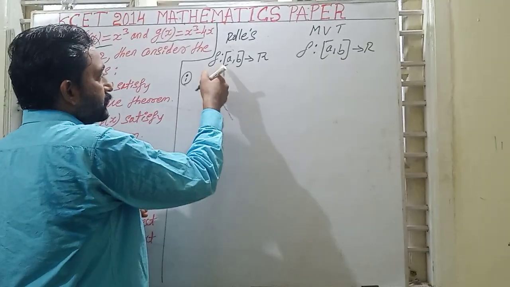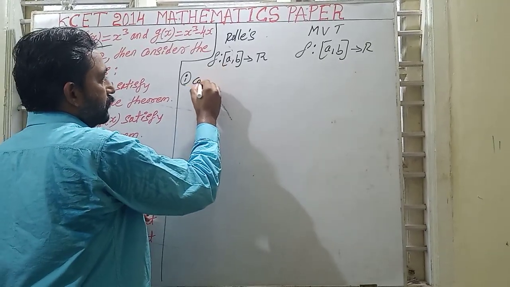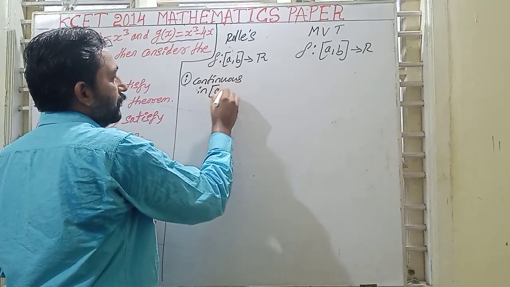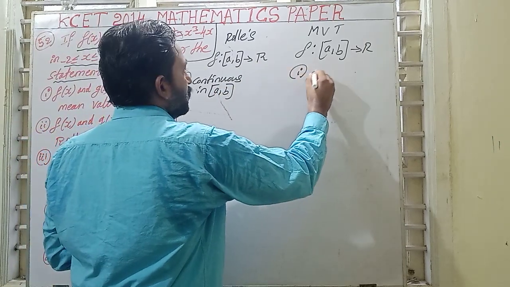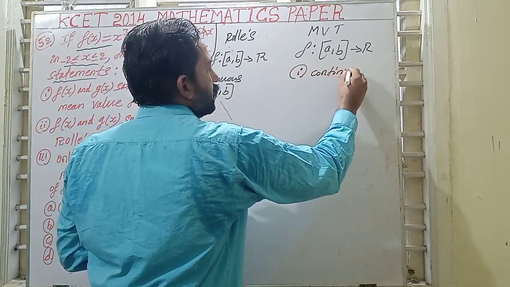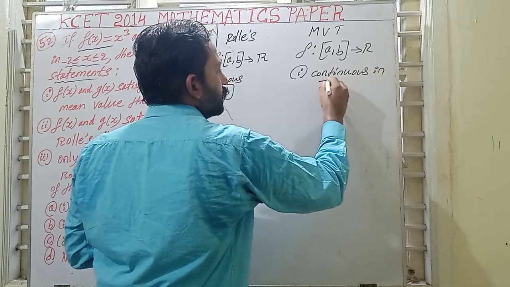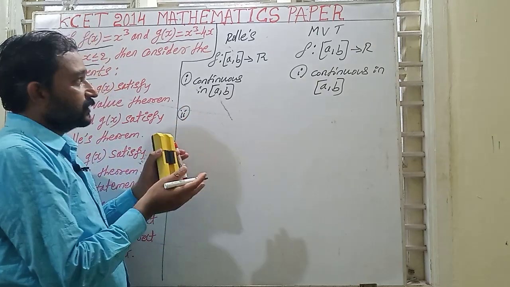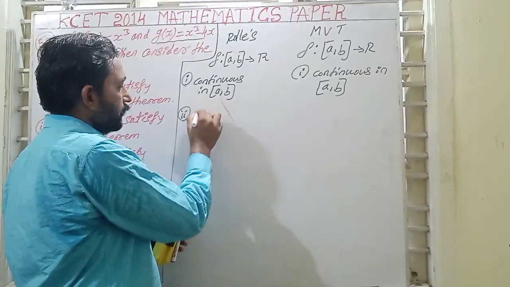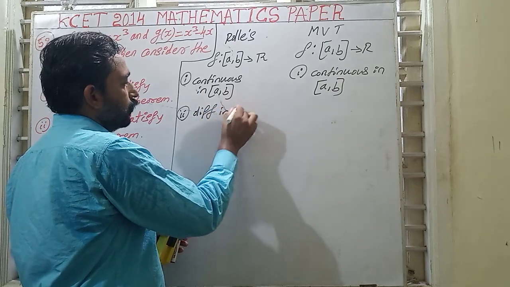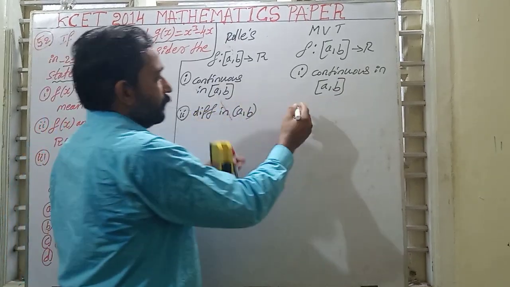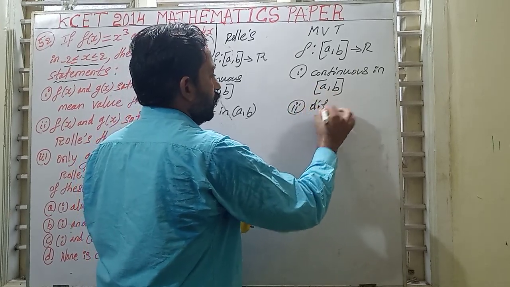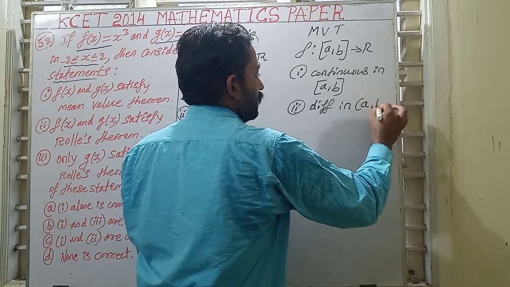First condition, it is continuous in closed interval a comma b. Here also, continuous in closed interval a comma b. Second one, differentiable in open interval a comma b. Same way, this is also the same: differentiable in open interval a comma b.